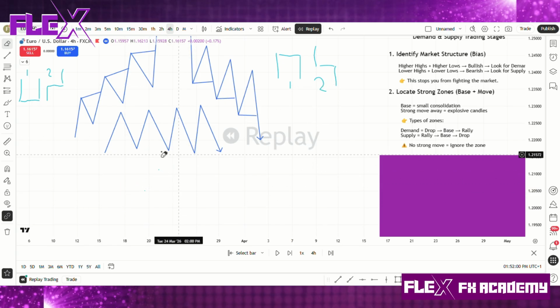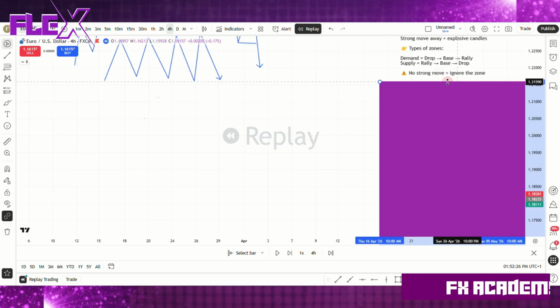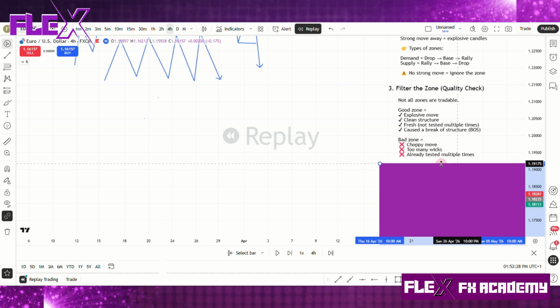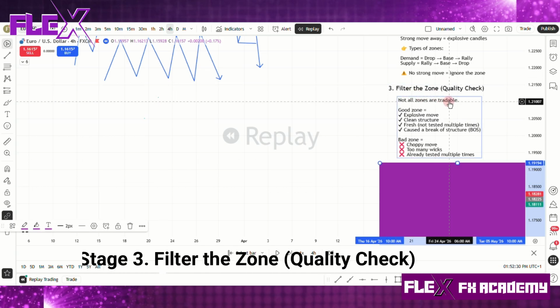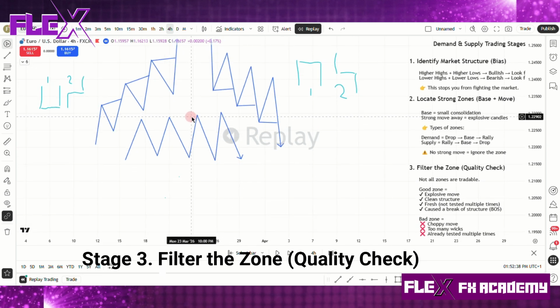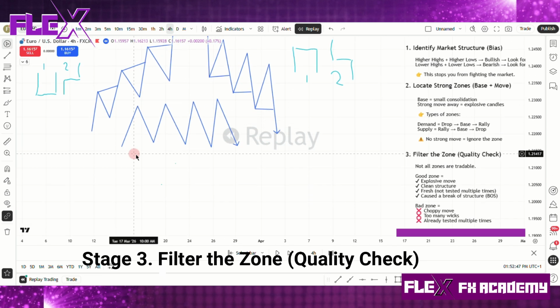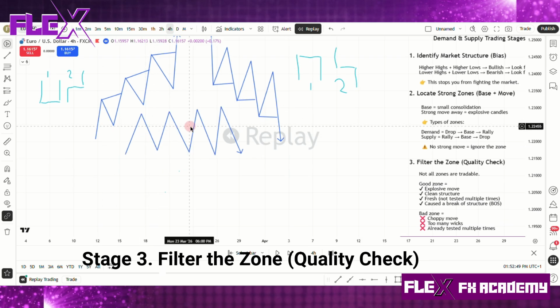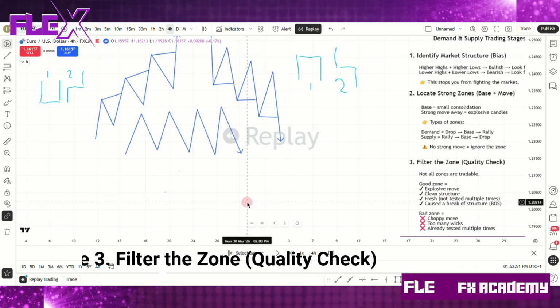Okay, so after we've done this, we move to stage 3. On stage 3, what we're having here is filter the zone. Filtering the zone just means inspect the quality of the zone. All right, it's another simple step. First of all, we know that all zones are not the same. It's very important to note that all zones are not the same.